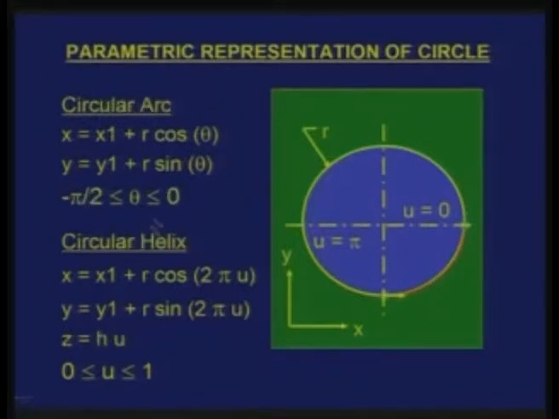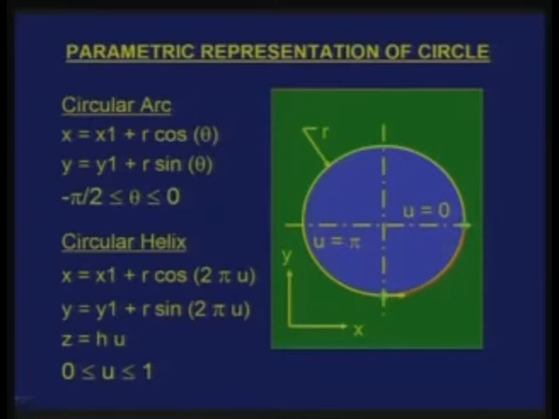I can extend the definition of a circle for a circular arc also. The only difference between a circle and a circular arc having the same radius, same starting point and other aspects is that the range changes. When the range is between 0 to 2 pi, you call it a circle. When I have a smaller range, for example, from minus pi by 2 to 0, which is shown here in a different color.